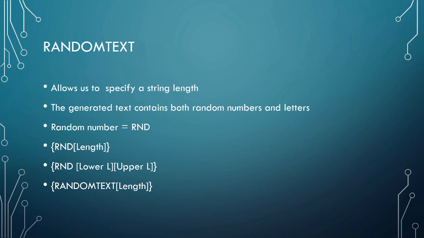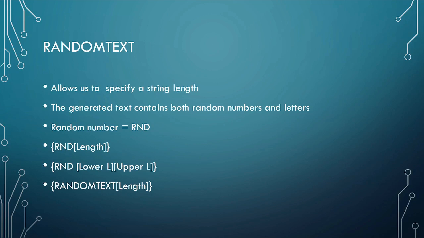So now, after a random date and random math expression, we came to random text. Here we can specify random values. It can be random text, a random numeric value, or a mixture of both string and numeric values. It allows us to specify a string length, but that length will come during runtime. The generated text contains both random numbers and letters.